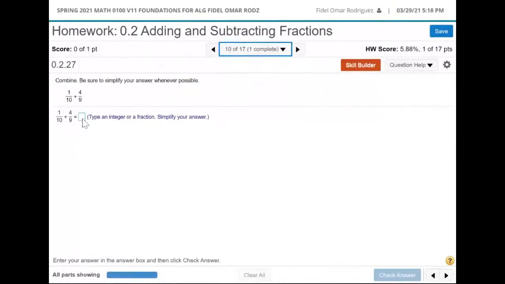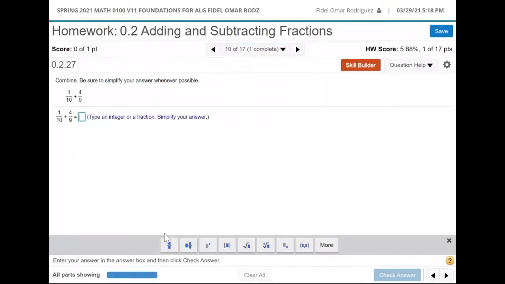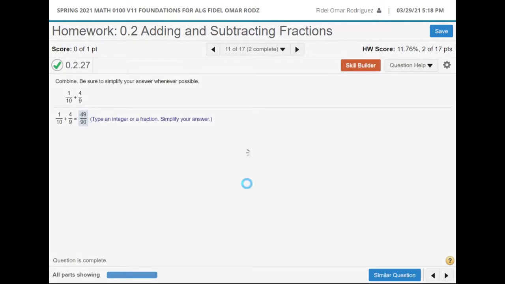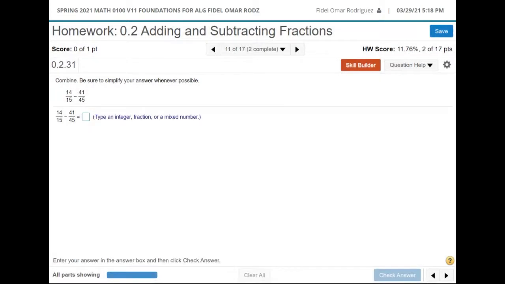So I'm going to stop sharing this, and come back to my problem here. Okay, I'm going to click on this right here. So here's my fraction button. I'm going to type in 49, then use the down arrow on my keyboard, hit 90, and check my answer. Whoa, look, maybe it's working now. Okay, yeah, it's moving pretty fast.